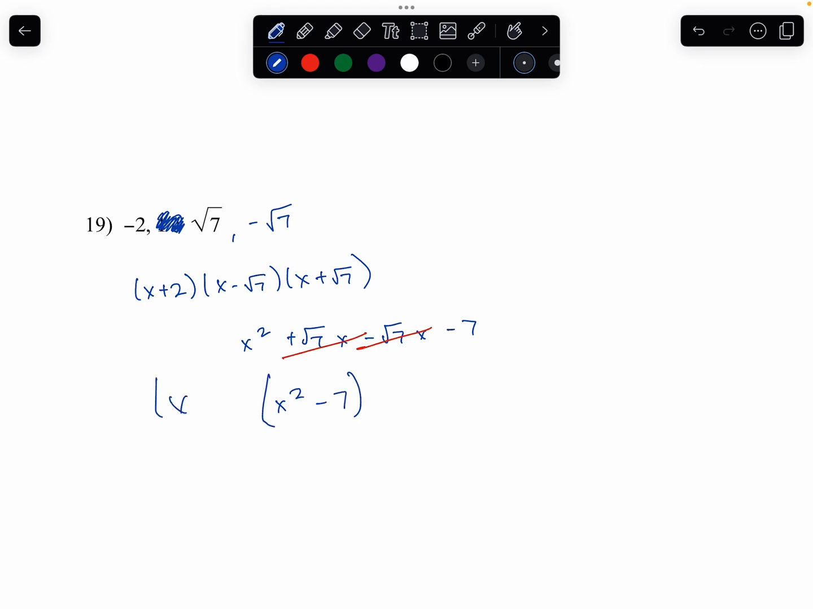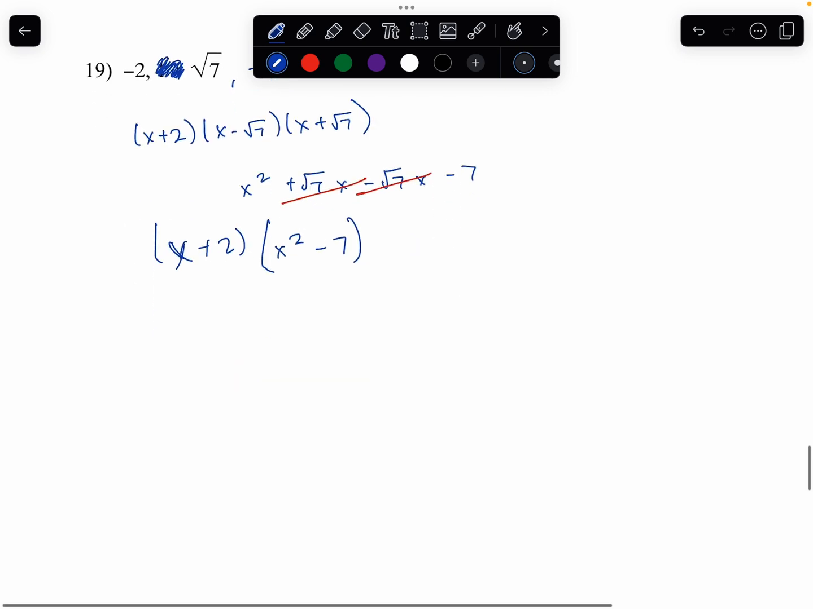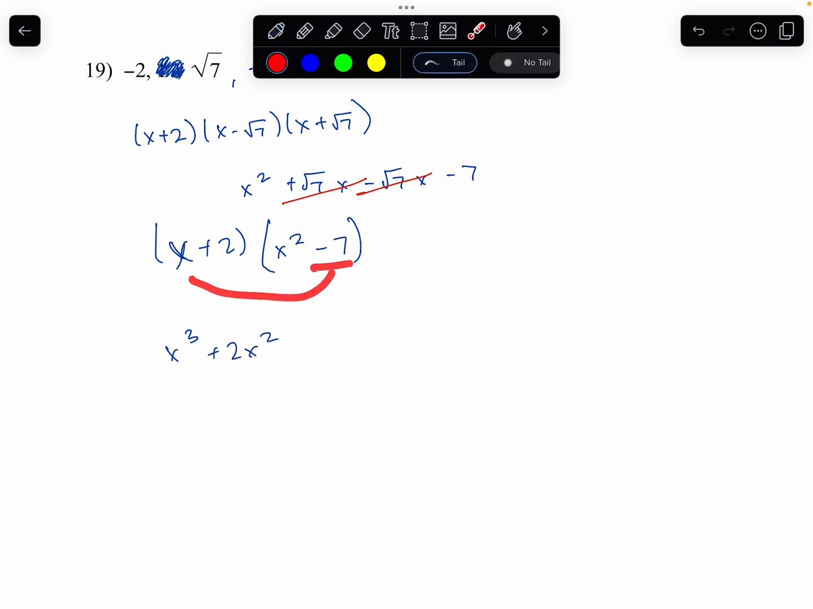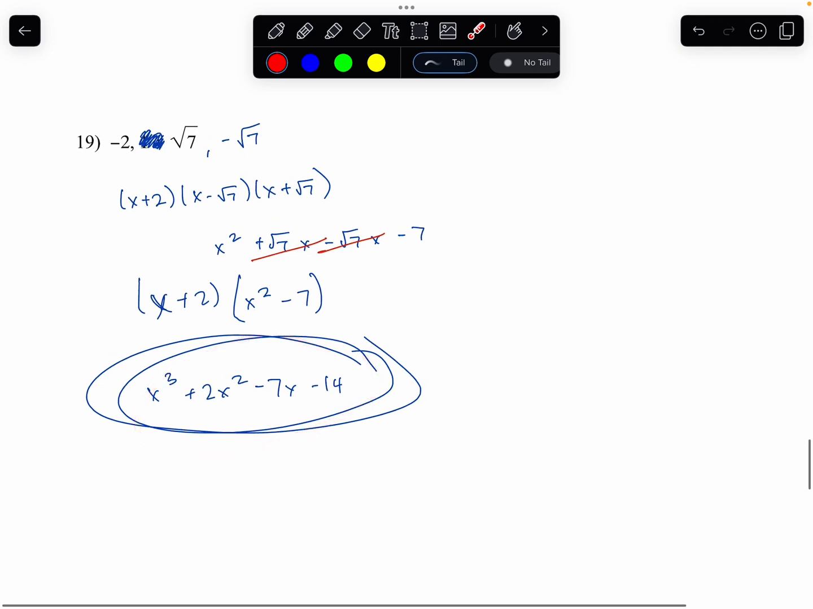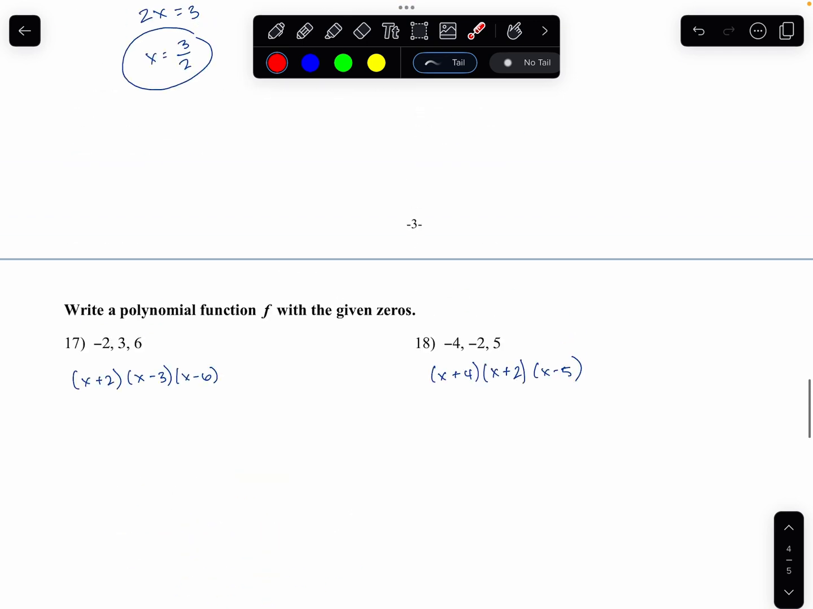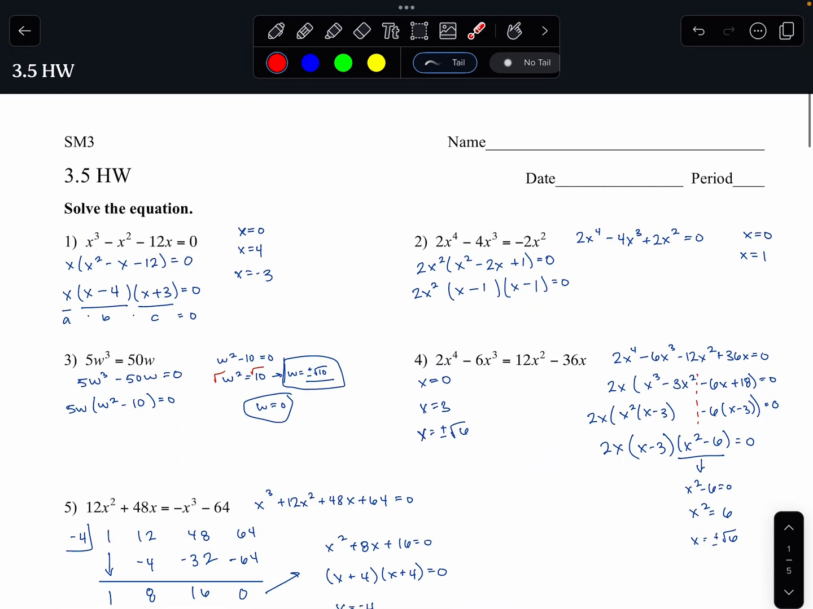And I still have this x plus 2. So now I need to multiply these together. So x squared times x is x to the third. X squared times 2 is plus 2x squared. Negative 7 times x is negative 7x. Negative 7 times 2 is negative 14. And there is our answer right there. So this is the function that will give you these zeros. Okay. All right, and I think that's all I'm going to do for this homework assignment.